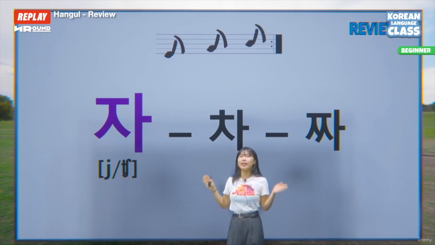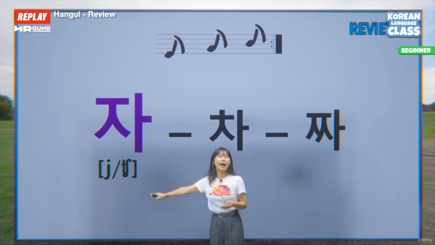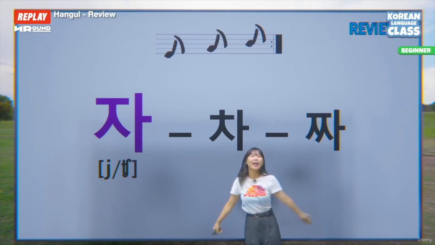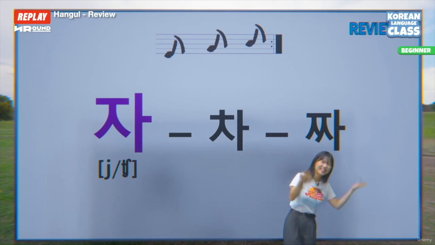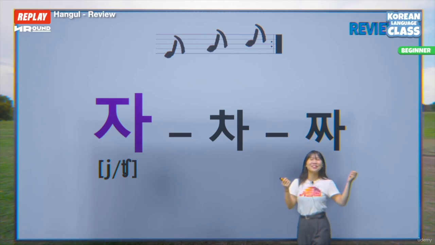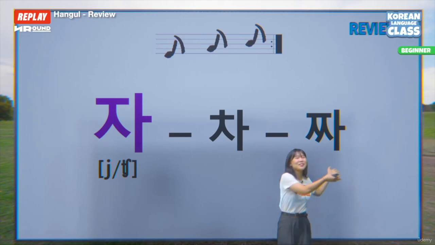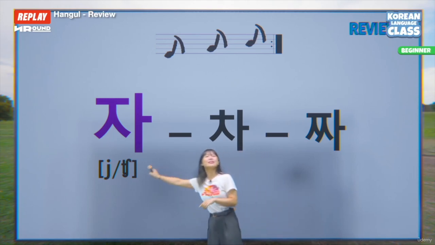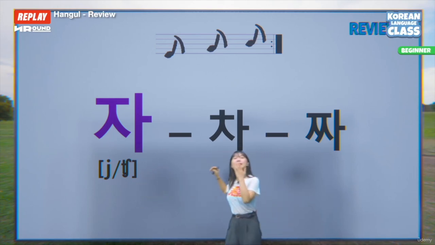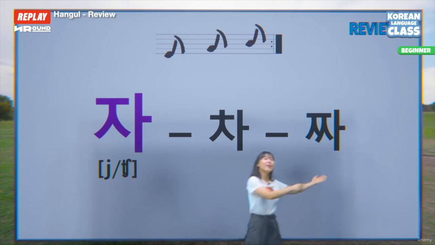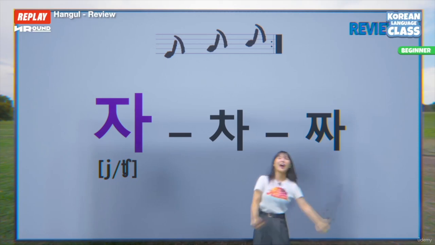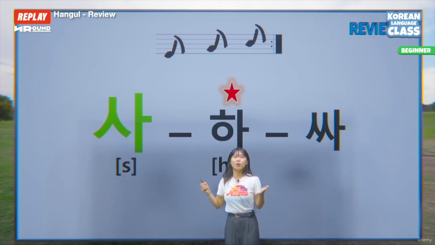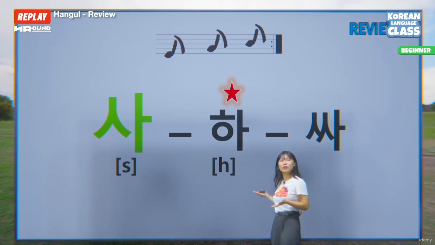And this one. 자. J sound. 자, 차, 짜. I like your faces when you say the tensed one. 짜. You're right. Good job. Once more. 자, 차, 짜. Good job. 좋아요.